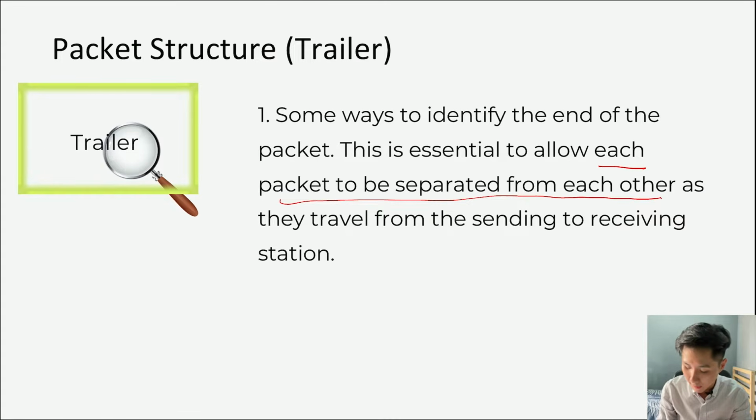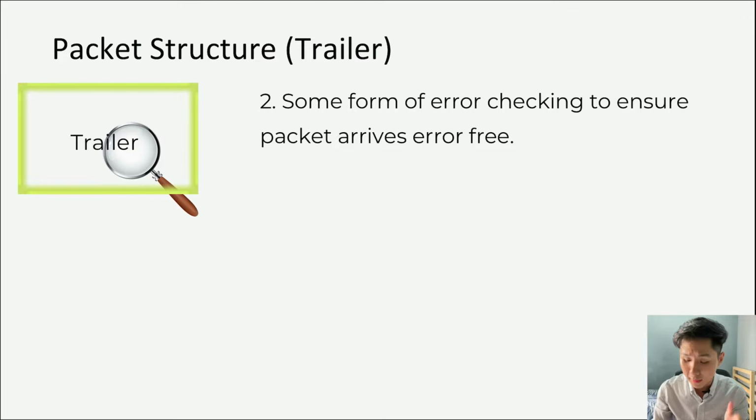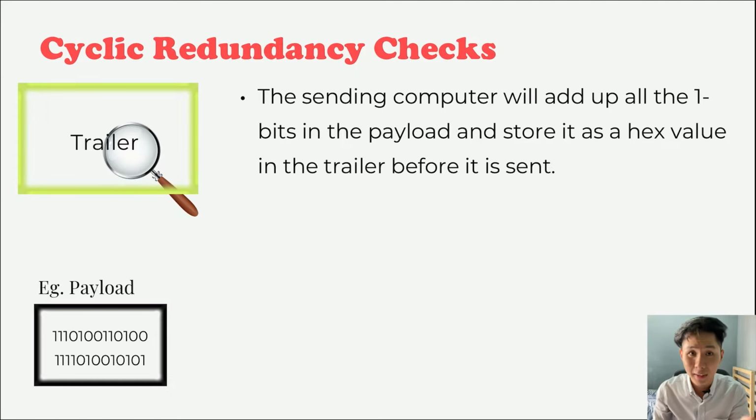To illustrate, imagine these are all the packets. The trailer part of the packets, shown by the red highlight, basically signifies the end of a message. Another function of the trailer is to allow some error checking to make sure that the data that arrived is the correct data that was sent. One method used to do that is called the cyclic redundancy check. Let's say this is our payload. It stores a bunch of 0s and 1s.